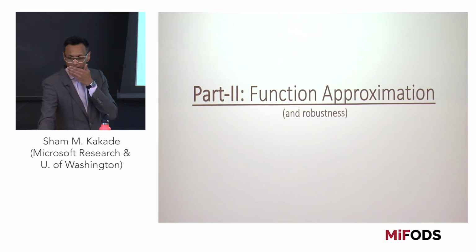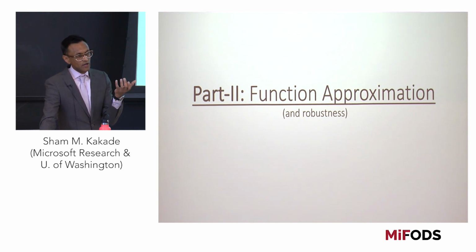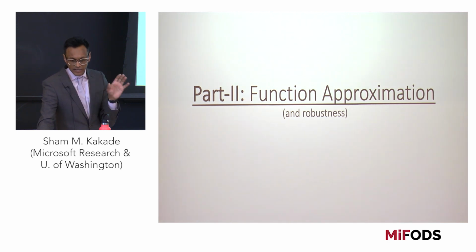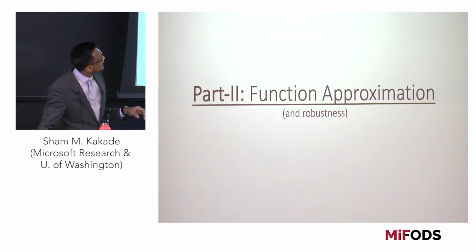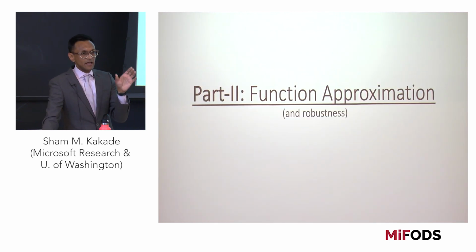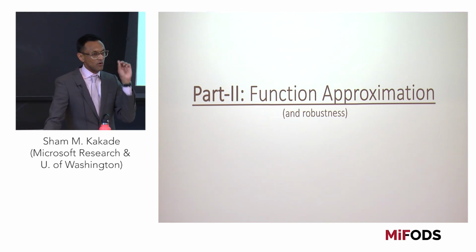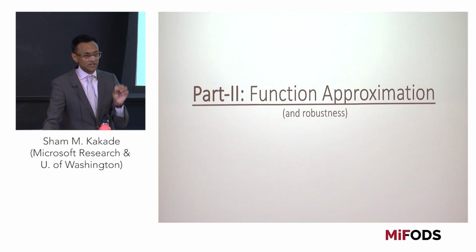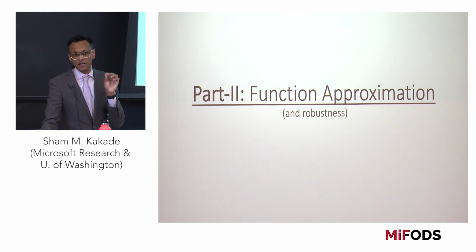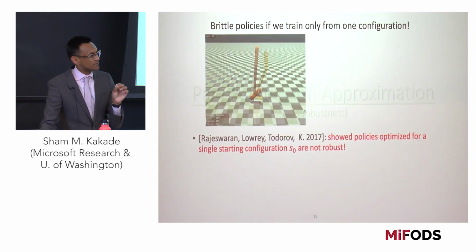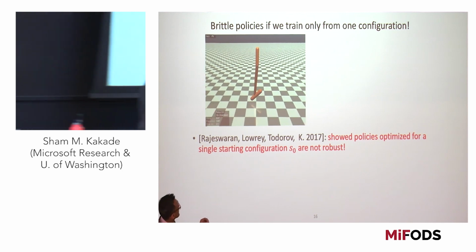Okay, so what about the case of function approximation? Here I want to touch upon a relationship to how we get robust policies, which is actually related to optimization issues. So let's take a step back and look at robustness. The point I'm going to make is that on real systems, if you train your policy to only behave well from one start state, it often leads to very brittle policies when you perturb things.